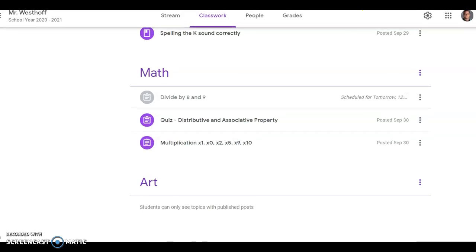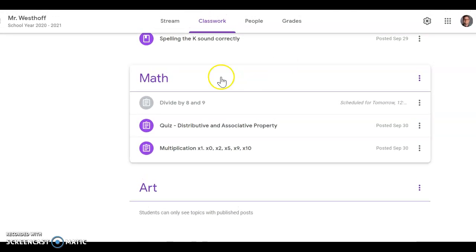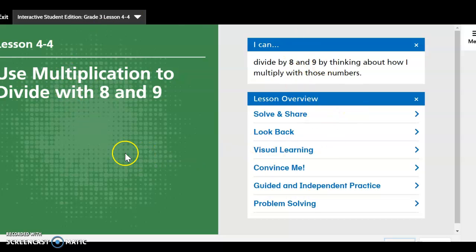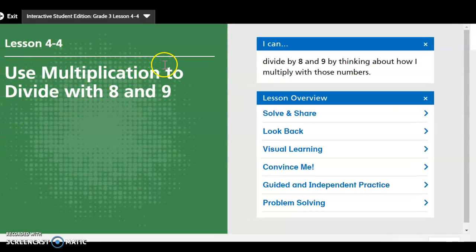I'm going to be showing you guys right now a different way that you're going to be working on math today. When it's time, you're going to get your Chromebooks out and you're going to click on classwork. You're going to click on divide by 8 and divide by 9, because that's what you're working on today in math. Then when you click on it, it's going to bring you to a screen that looks like this. That says I can use multiplication to divide with 8 and 9.